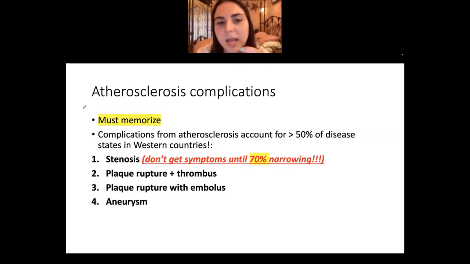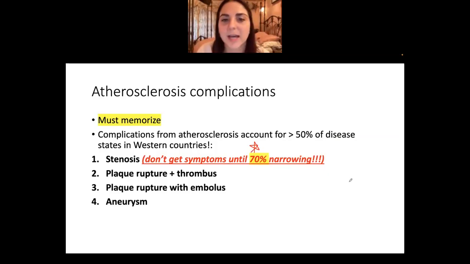And they say this very broadly. Technically, they're like, oh, an MI, yeah, that's technically an atherosclerosis complication. A stroke, yeah, atherosclerosis. So they're kind of saying that very broadly, but it's still enough that they're going to ask a lot of questions on it easily.